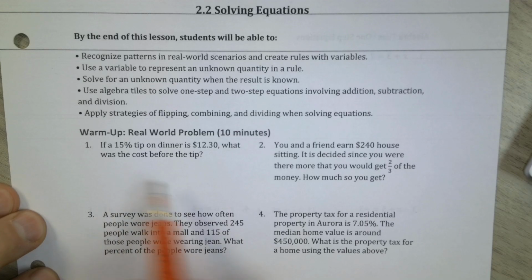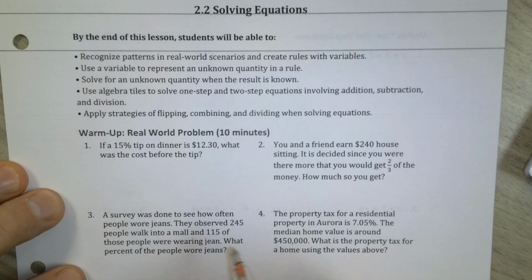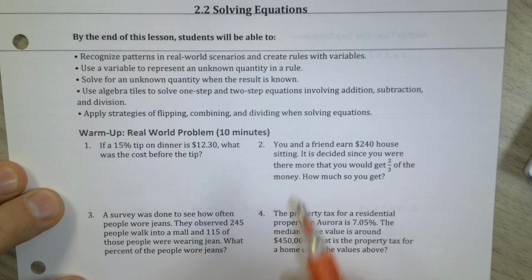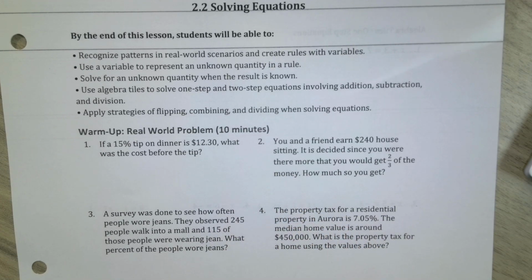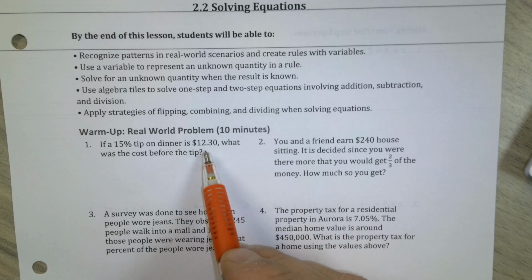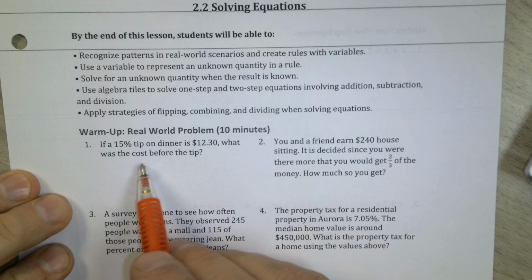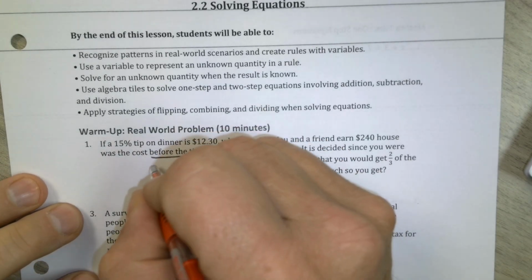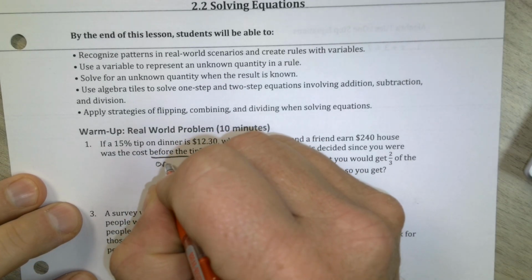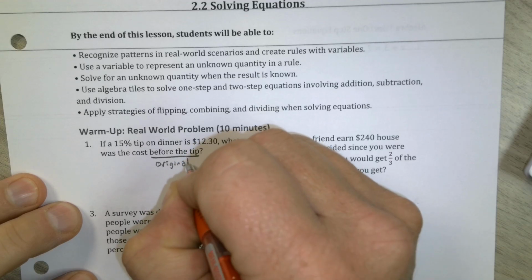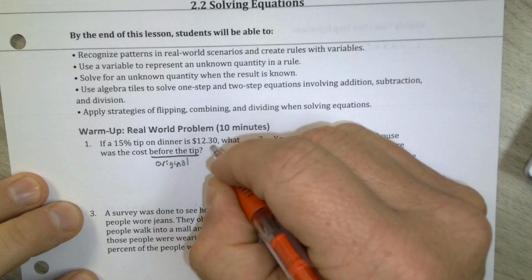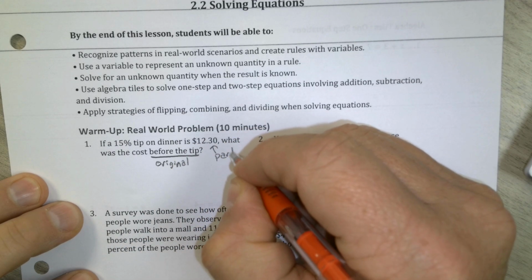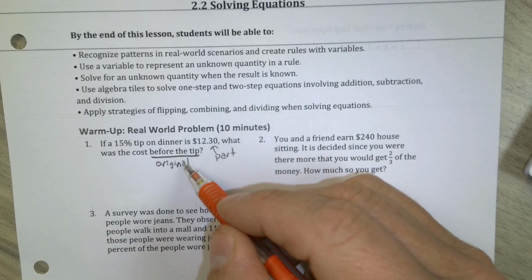All right, so I'm going to work the first one. This is a $15 tip on a $12.30 dinner. What is the cost before the tip? So this is if the tip was $12.30. This is the tip amount, not the cost of the dinner. We want to know what the cost was before the tip. So this is going to be the original value, right? The tip is the part. You know the part, 15% is the part. We want to find the original.